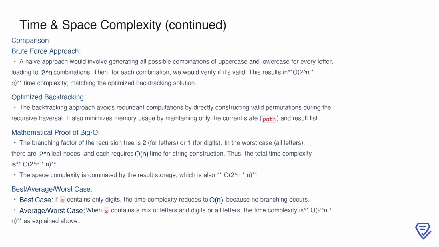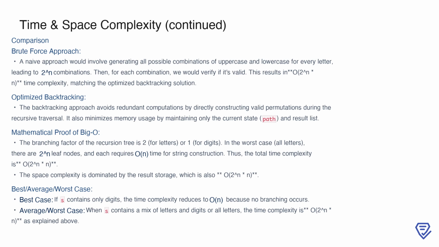When comparing this optimized backtracking approach to a brute force method, the two have the same time complexity of 2 to the power of n asterisk n. A naive brute force approach would generate all possible combinations of uppercase and lowercase letters for every character, leading to 2 to the power of n combinations, and then validate each one. The backtracking approach, however, is more efficient because it avoids redundant computations by constructing valid permutations directly during the recursive traversal. It also optimizes memory usage by maintaining only the current state and the result list.